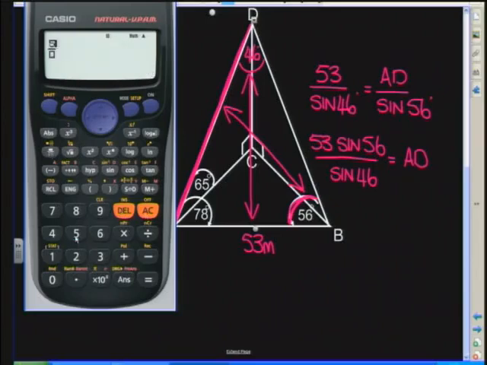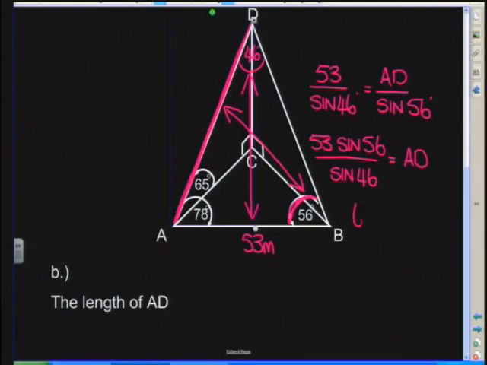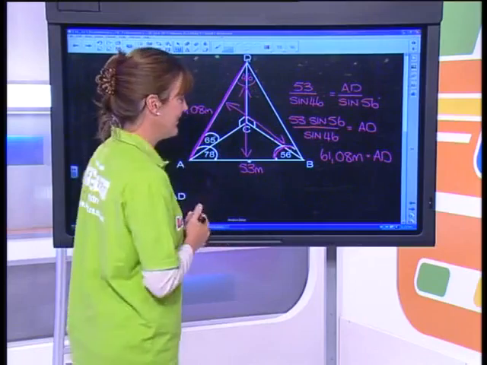So we've got 53 multiplied by sine of 56 over sine of 46, and we get 61.08. So 61.08 meters is the length from A to D. Okay, so that's what we've got so far. Hope you guys are understanding that. Okay, let's have a look at the next question.